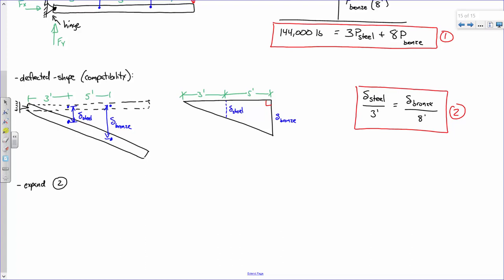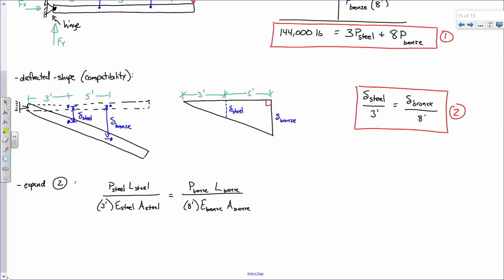All right, so we have delta steel over 3 feet. So how do I do that? Would that be P steel, length of steel, E steel, A steel, 3 foot equals the same thing for the bronze. Nope, that's L. Everybody okay with that? Okay.